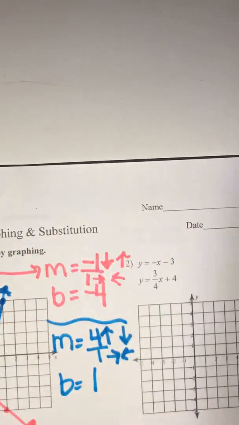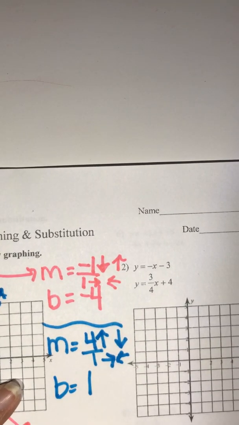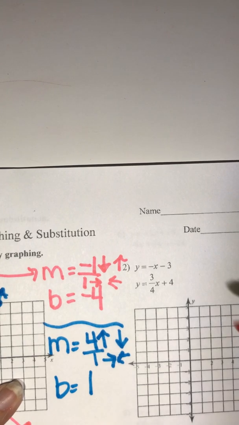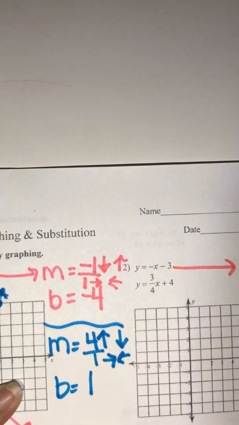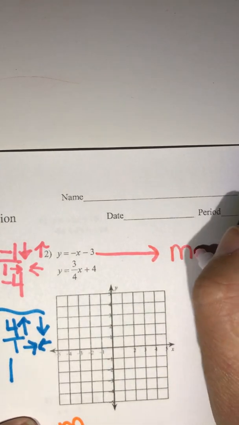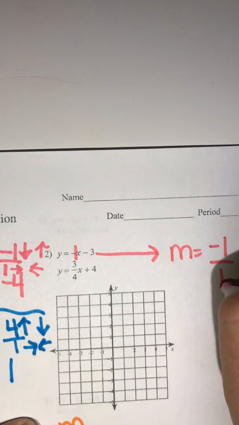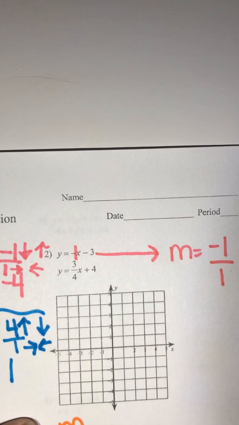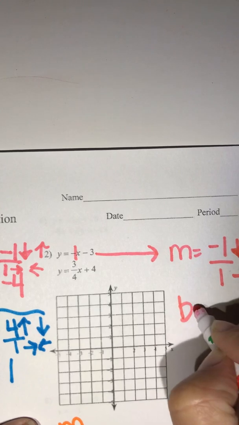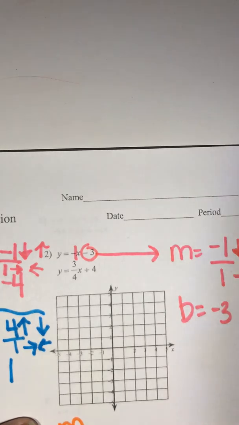So to do that again, on this system, I'm going to identify my m and my b. So on this one, my m, remember, is an understood 1, so it's a -1. I can put any whole number or any integer over 1. So this one tells me to go down 1, right 1. And my beginning point, my y-intercept, is -3, because remember, the sign goes with it.